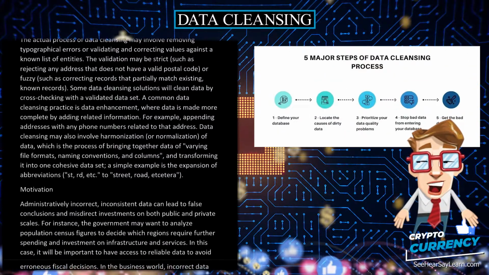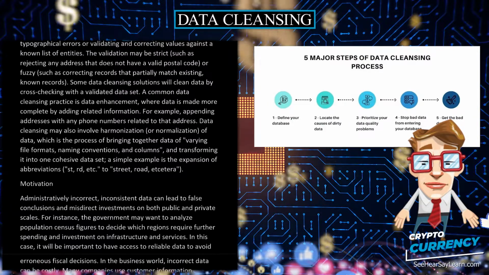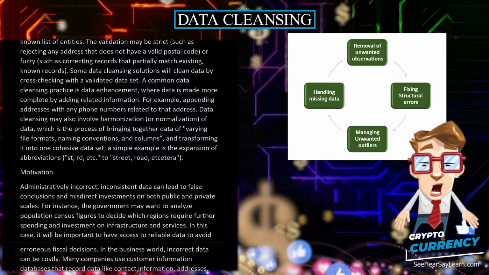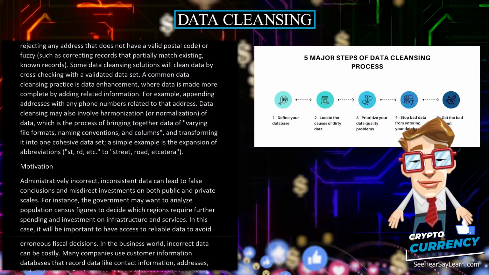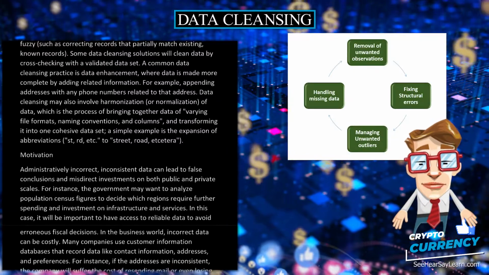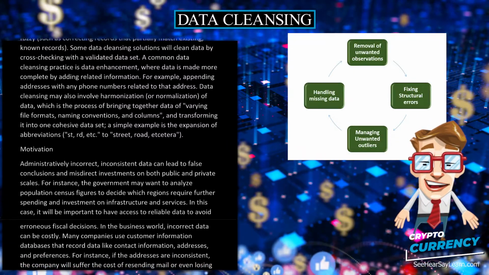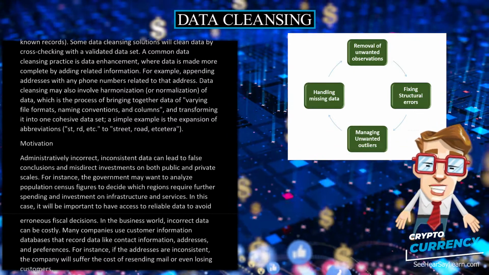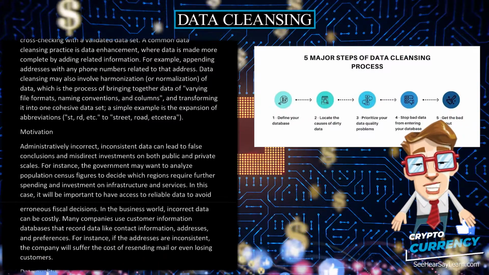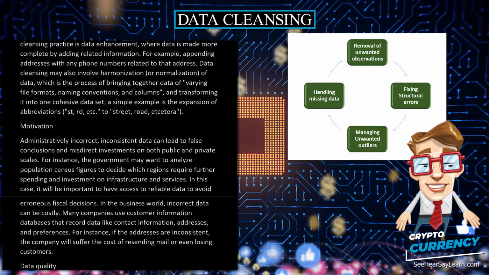Data cleansing may also involve harmonization, or normalization, of data, which is the process of bringing together data of varying file formats, naming conventions, and columns, and transforming it into one cohesive data set. A simple example is the expansion of abbreviations, street, road, etc. to street, road, etc. Motivation.